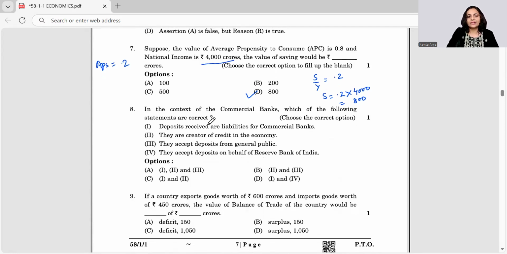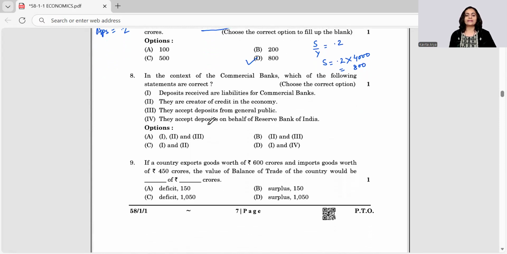The next question. In context of commercial bank, which of the following statements are correct? Again, read it carefully. We are asked the correct statements. So deposits received are liabilities for the commercial banks. Yes, because these are to be paid back. So it's a liability on them. They are the creator of credit. That's the main function of commercial banks. They accept deposits from the general public. Yes, they do for their own benefit, for profit making. They accept deposit on behalf of Reserve Bank of India.